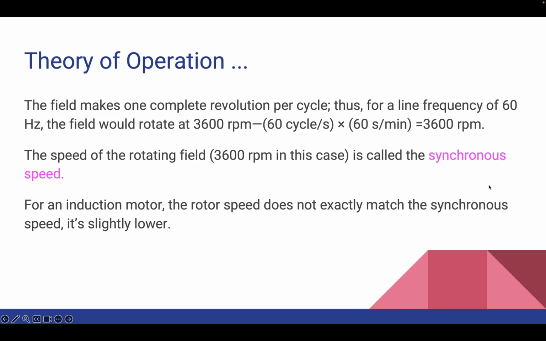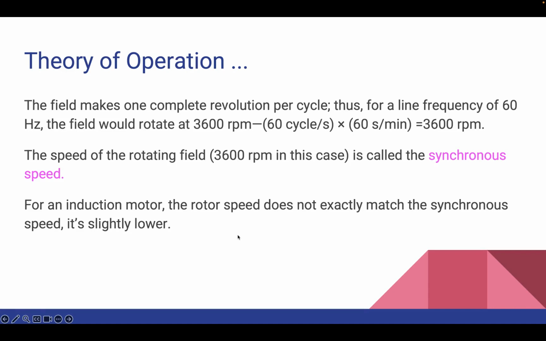It represents the ideal speed at which the rotor would rotate if it were able to keep pace with the rotating magnetic field. However, in reality, the rotor of an induction motor cannot achieve synchronous speed. This is due to factors such as friction and slip. The rotor speed lags slightly behind the synchronous speed, and this discrepancy between the actual rotor speed and the synchronous speed is known as slip.